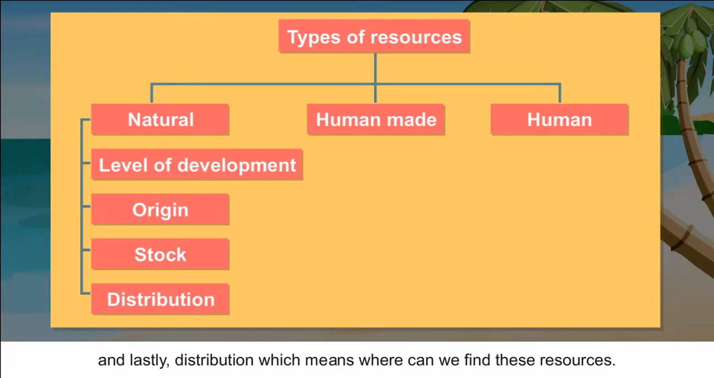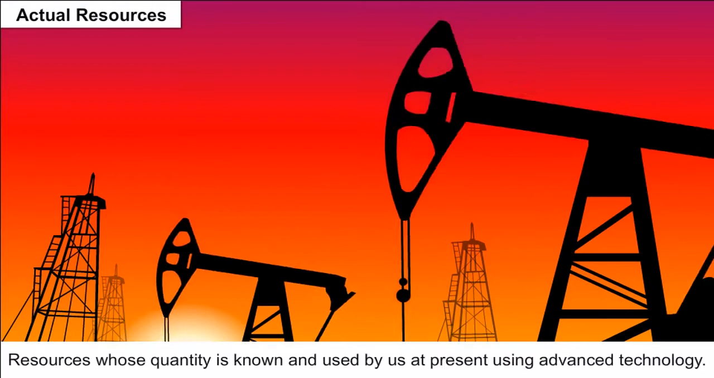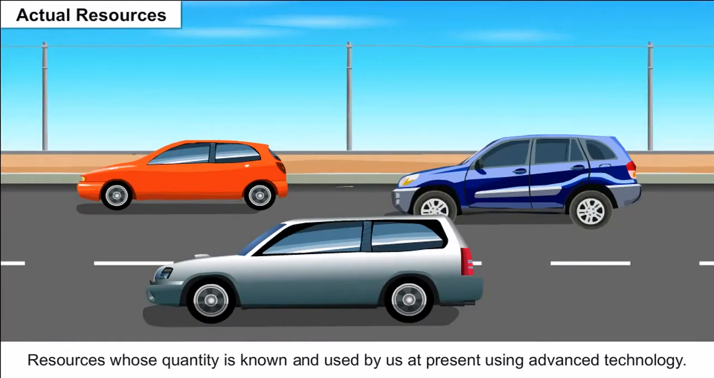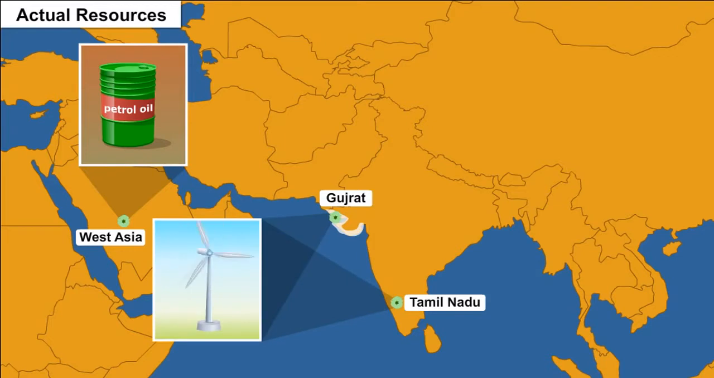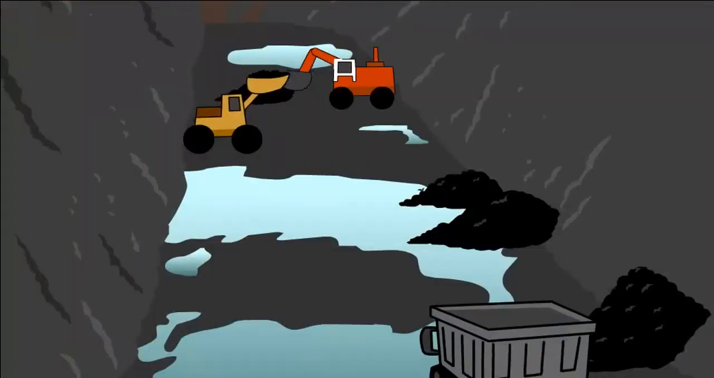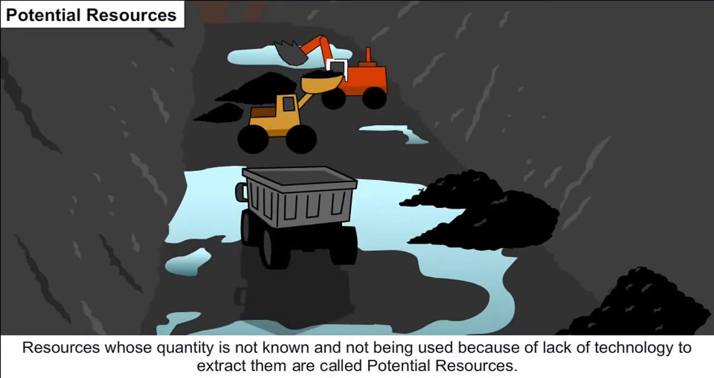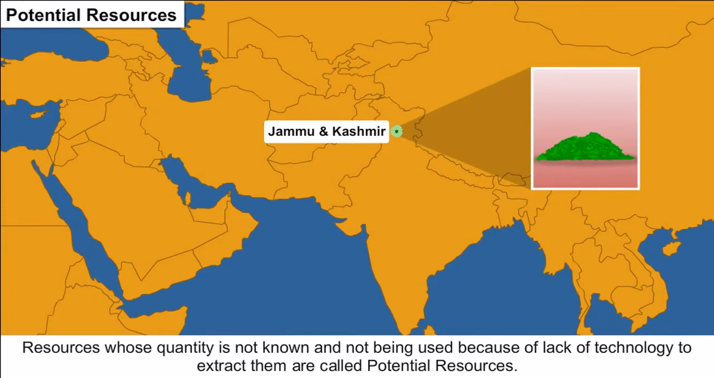On the basis of level of development and use. Actual resources. Resources whose quantity is known and used by us at present using advanced technology. Example, petrol in West Asia, windmills in Tamil Nadu and Gujarat coast, coal in Andhra Pradesh. Potential resources. Resources whose quantity is not known and which are not being used because of lack of technology to extract them are called potential resources. Example, uranium in Jammu and Kashmir.